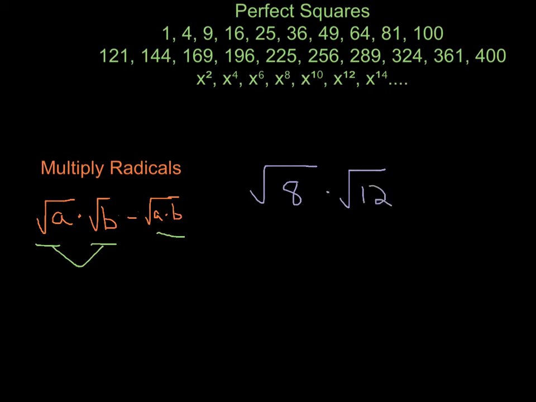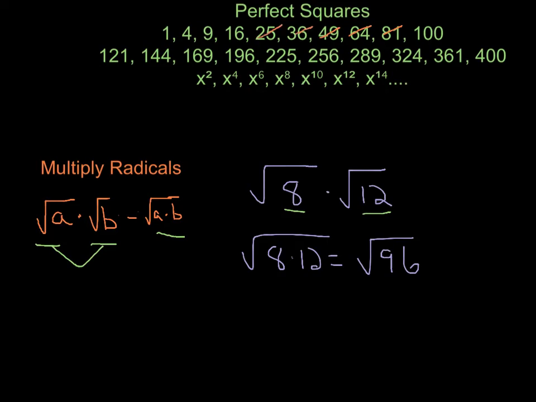Well, according to our rule, we can multiply 8 times 12 together. So the square root of 8 times 12, and 8 times 12 is 96. So we have the square root of 96, but that's not our final answer because we want that simplified. So what factors of 96, which one of them are perfect squares? So let's take 96 and start dividing it, crossing out the ones that don't work.